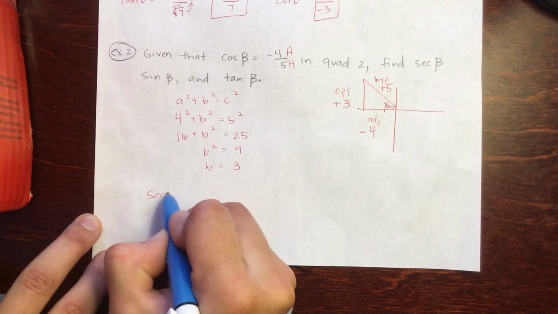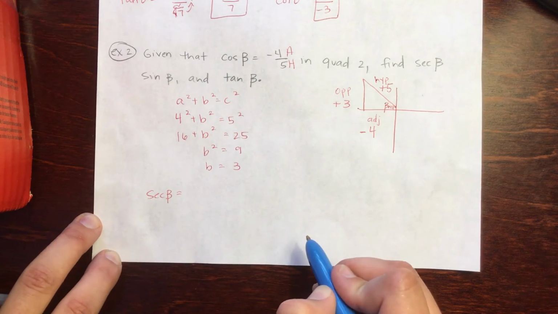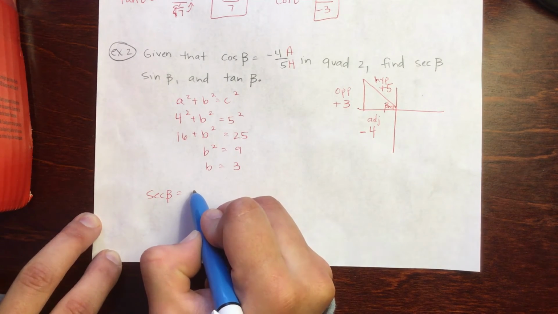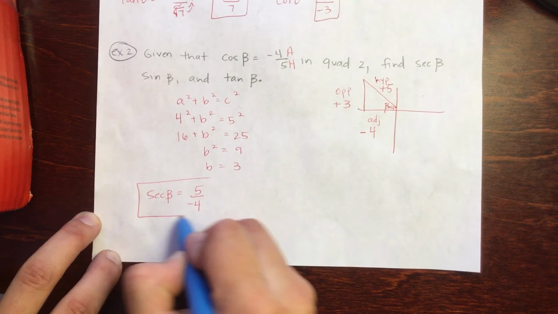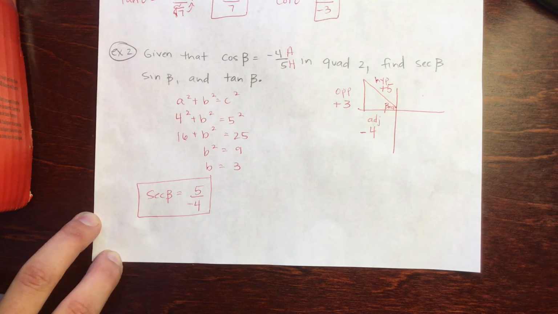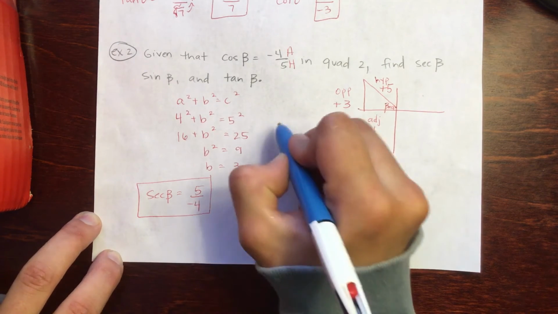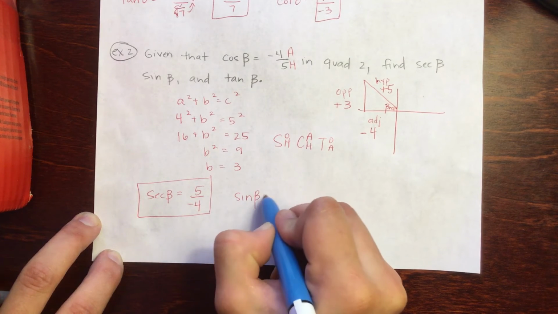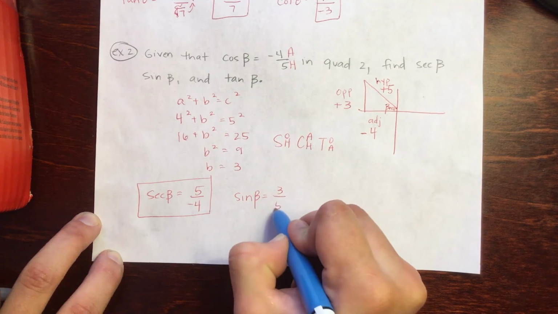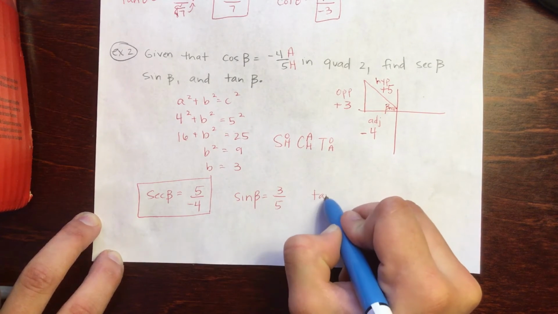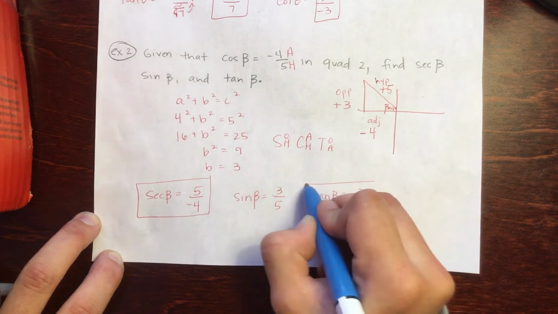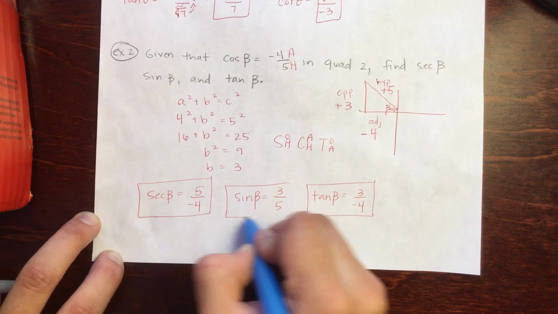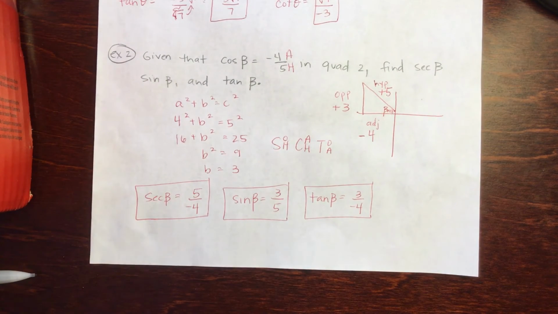Secant is the reciprocal of cosine, so I didn't even need a triangle here. I could have just flipped my cosine fraction. And you can put the negative with the 4, with the 5, or out front. Sine is opposite over hypotenuse, and tangent is opposite over adjacent. And again, it doesn't matter where you put the negative, with the 3, with the 4, or just out front.